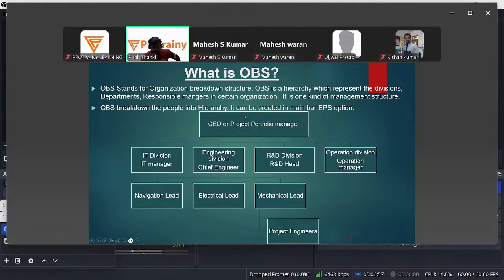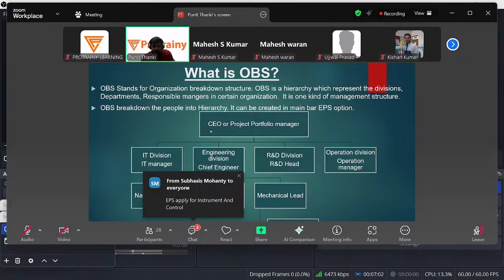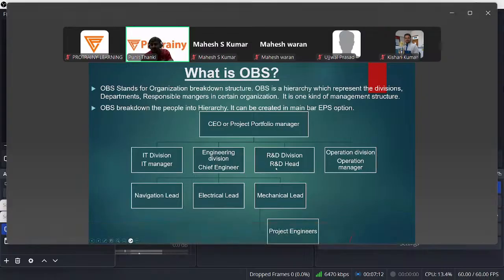See, if there is a company, let's say Boeing, I took the example of Boeing. So Boeing company has some project manager or portfolio manager or some CEO. Under the CEO, there is an IT department with an IT manager, the engineering division has a chief engineer, the R&D division has an R&D head, and the operation division has an operation manager. Under the engineering division, there is a navigation lead, electrical lead, mechanical lead. And for example, I told you about the wing modification project. So the wing modification project also has some project engineers. So this is the organization breakdown structure in EPS, enterprise project structure, and organization breakdown structure.